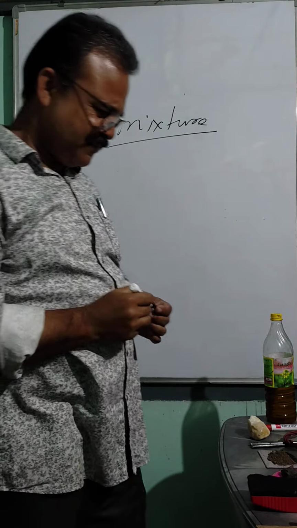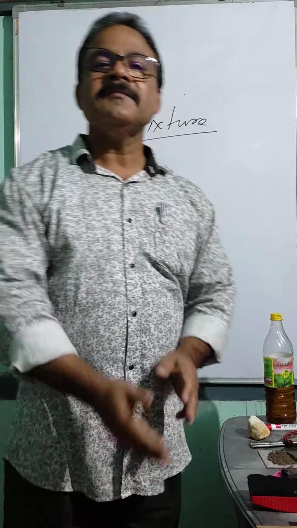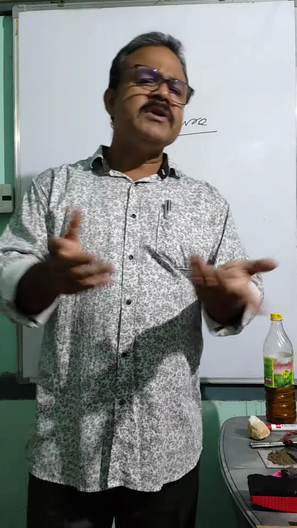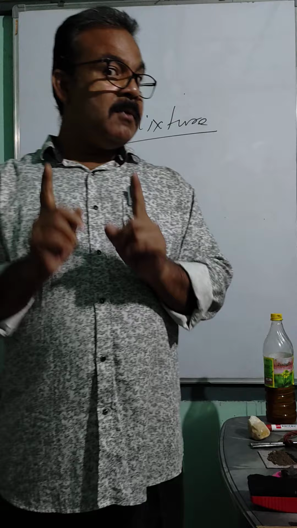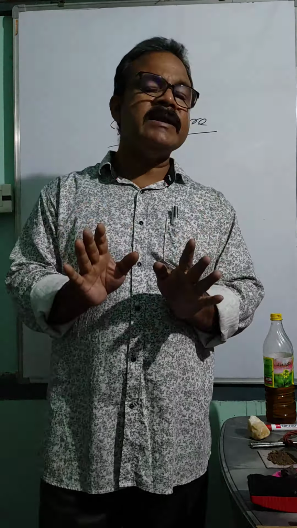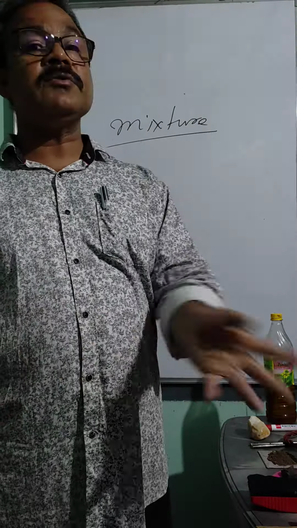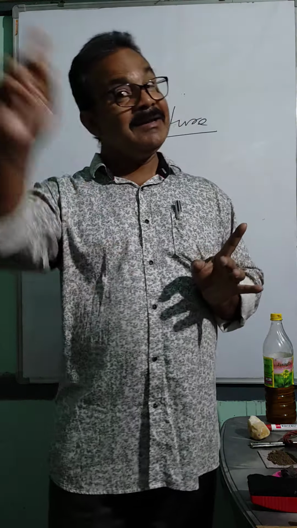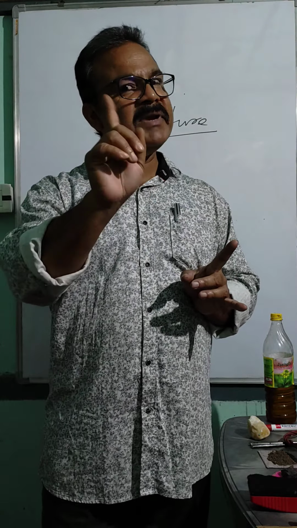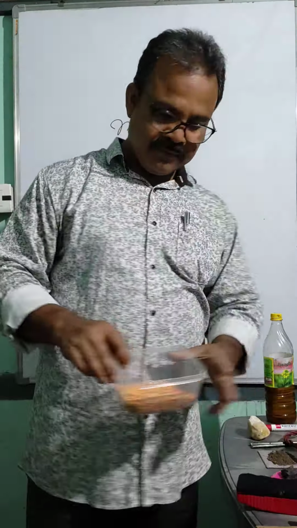Then mixture. What is a mixture? Whenever two or more different substances are mixed physically, we get a mixture. One point to remember is the physical mixing. There should not be any chemical reaction among the substances which are mixed. If there is a chemical reaction among the substances, then they will form a compound, not a mixture. Clear? Now suppose here you see this dal.